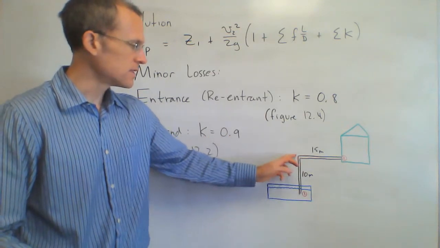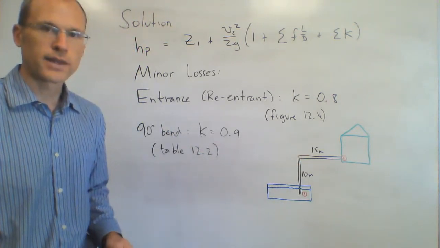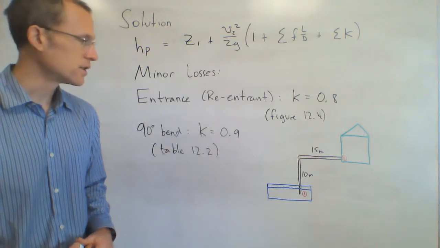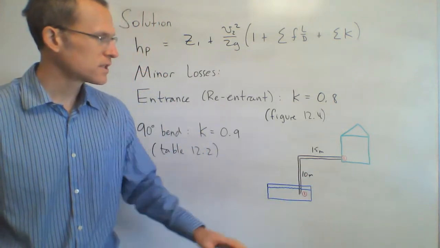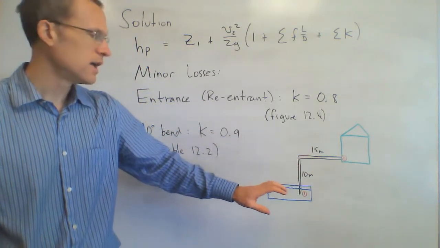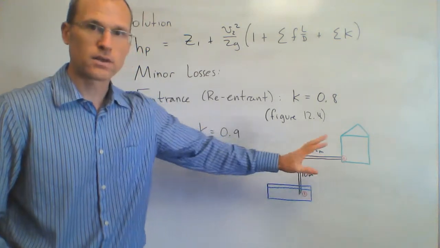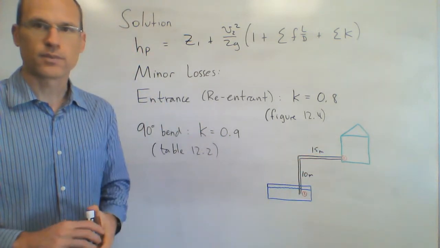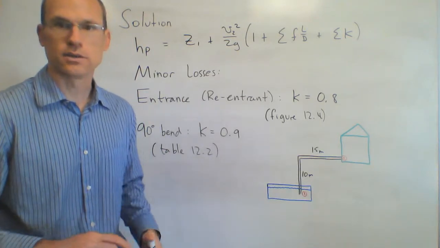Then it comes up, has this 90-degree bend. So I need the K value for a 90-degree bend. Find that to be 0.9 in table 12-2. And then it comes out, and there will be some sort of exit condition, but I don't know what it is. Might be connected to other systems. All I'm worried about for now is getting the water from this groundwater reservoir into my house. Once it's there, I'll worry about that later, basically. So those are all my minor losses for this system.